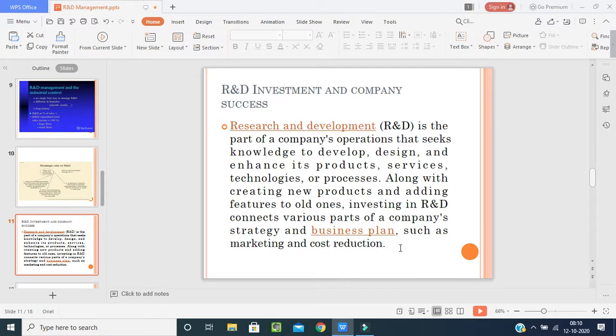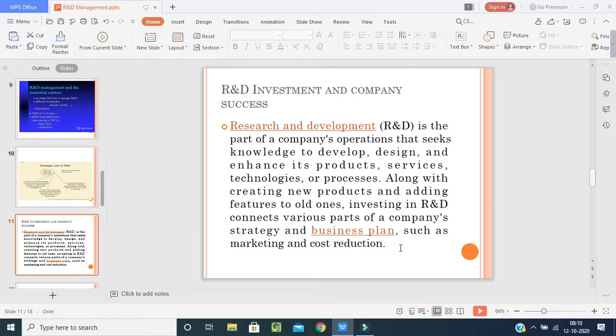Not only that, R&D department investment means deciding what things should be developed in the company, what sort of new design we have to bring, or what enhanced products, services, technology or processes we have to bring. But the R&D department will also focus on adding or removing new features or new products, or old features or old products, from the market.